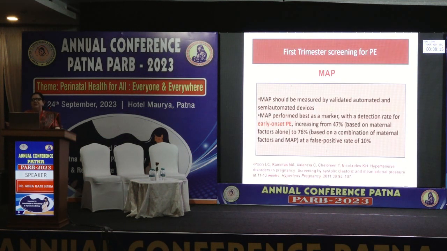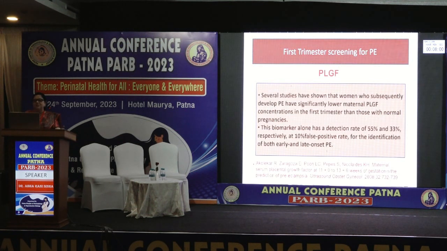The mean arterial pressure is again a very simple thing to do, but it should always be measured by automated or semi-automated devices, and it has a detection rate of 47% if we are using it alone, or when used in combination it can be as high as 76%.